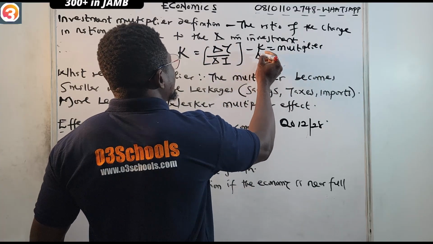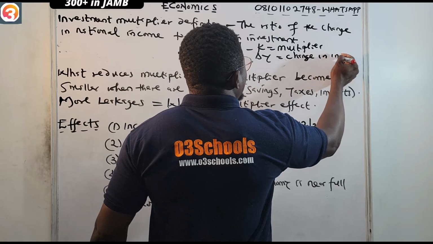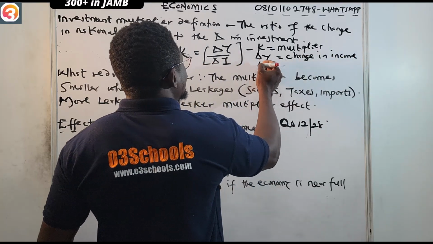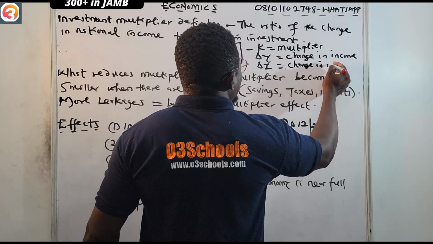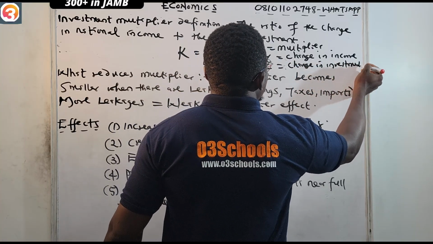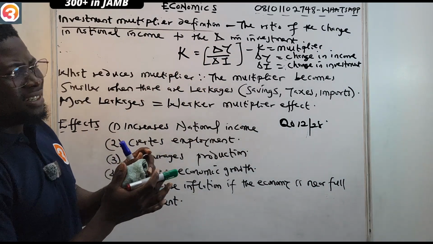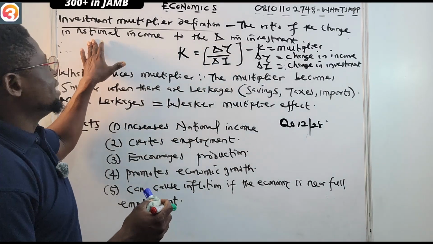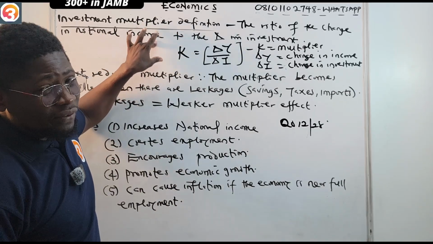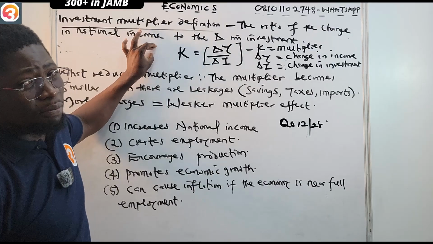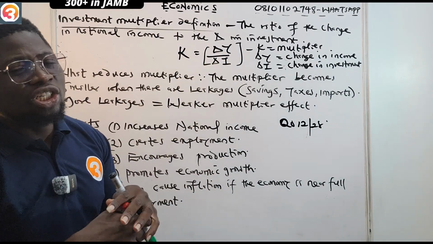Where K is multiplier, change in income over change in investment. So this is the investment multiplier definition. It talks about the ratio of the change in national income to the change in investment. This is a formula for multiplier. Take note of it, because calculations come under this topic very well. So that is the first definition: change in income over change in investment.